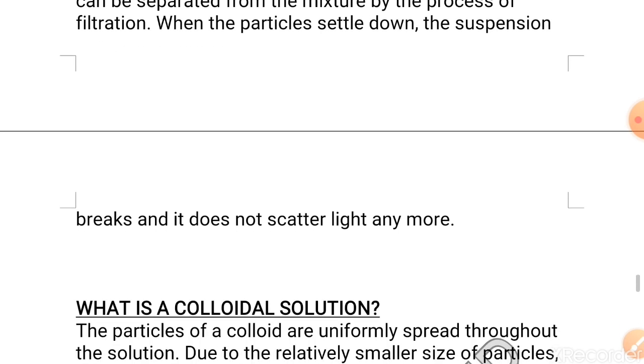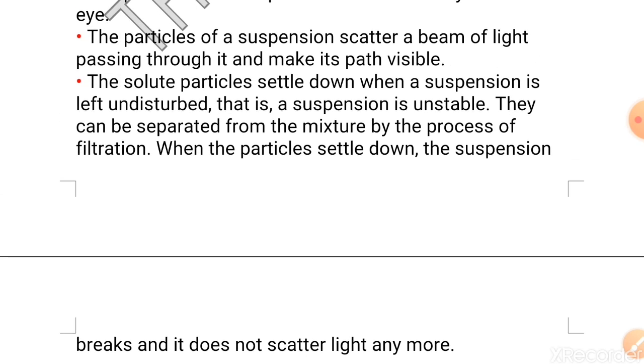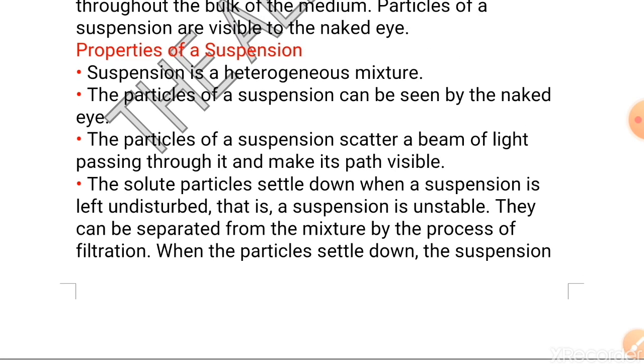So students, we have seen what suspensions are and what their properties are.